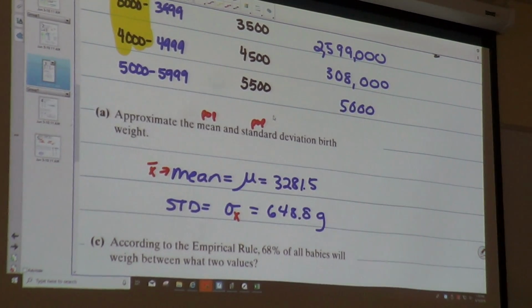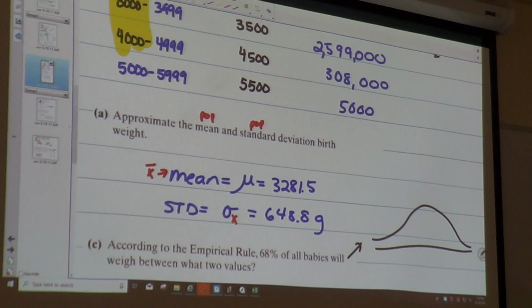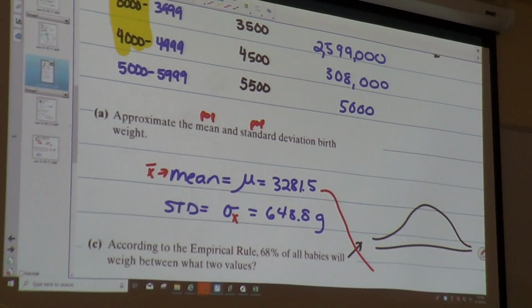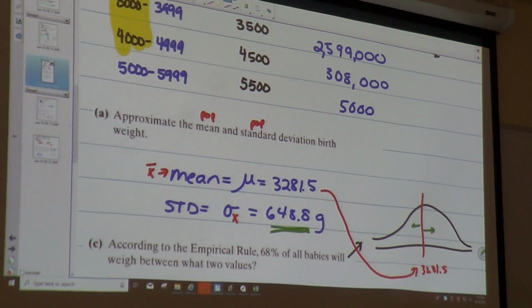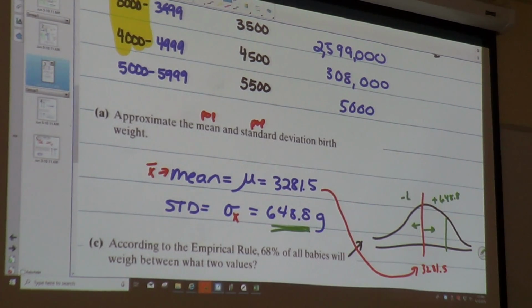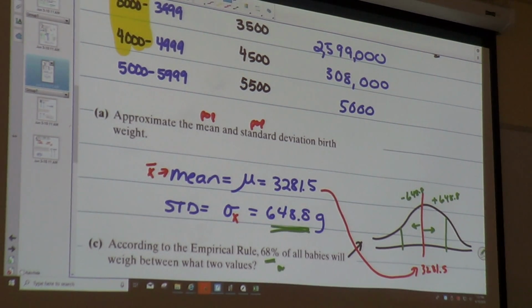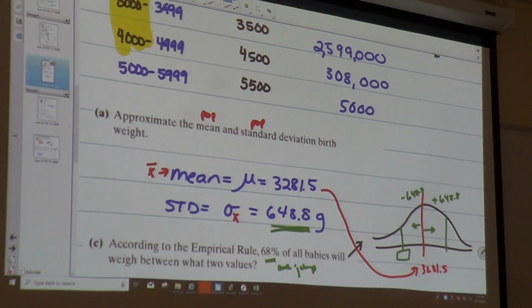For this picture, my mean is what goes in the middle, the 3281.5. My standard deviation is what I'm jumping. So I will add 648.8 and I will subtract 648.8. And because it's 68%, I'm only going to do one jump. So 3281.5 minus 648.8 and plus 648.8 is going to give me my two answers.